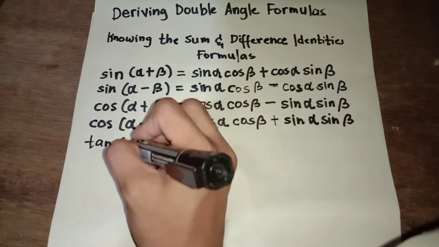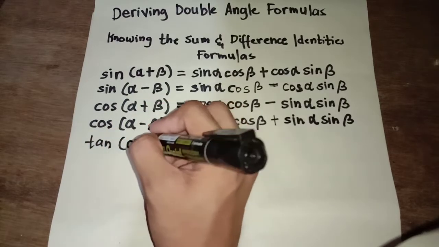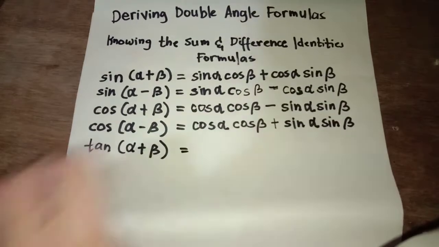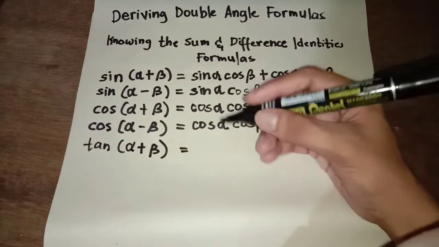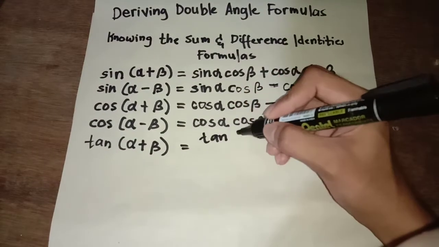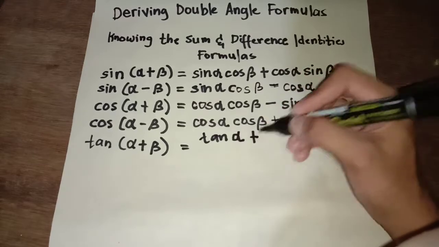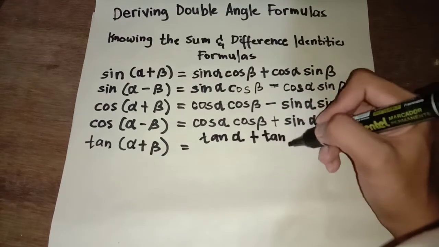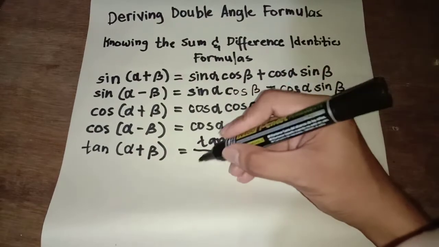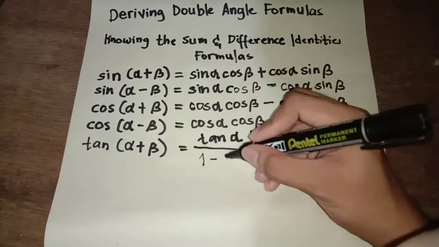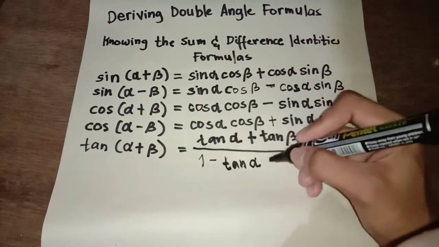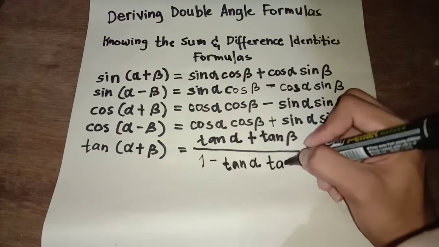Now for the sum identity for tangent, tangent alpha plus beta is equal to tangent alpha plus tangent beta all over 1 minus tangent alpha tangent beta.